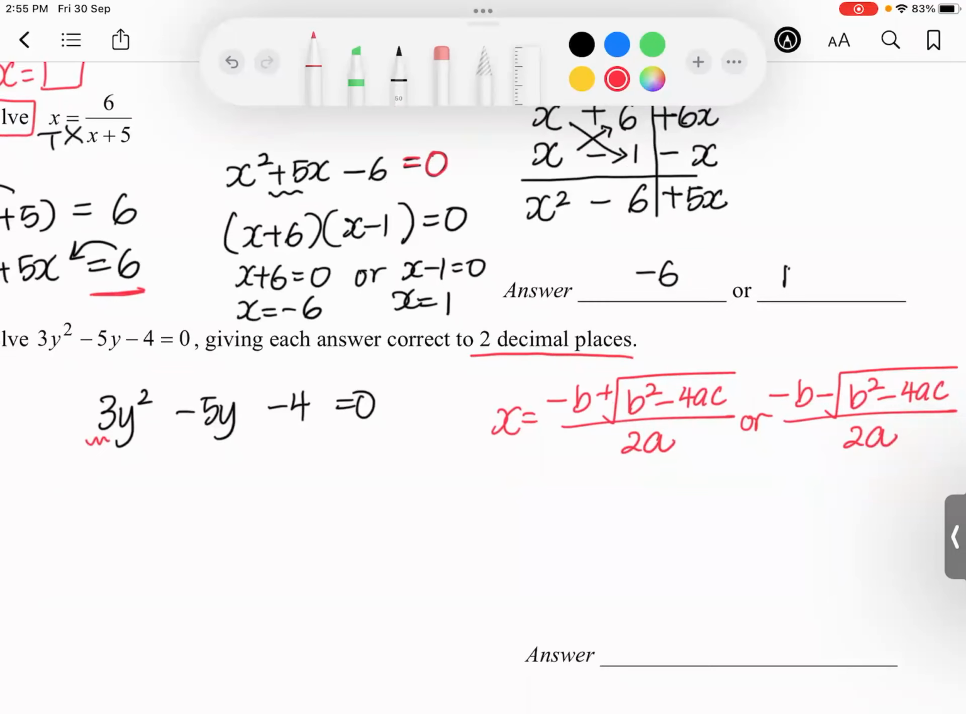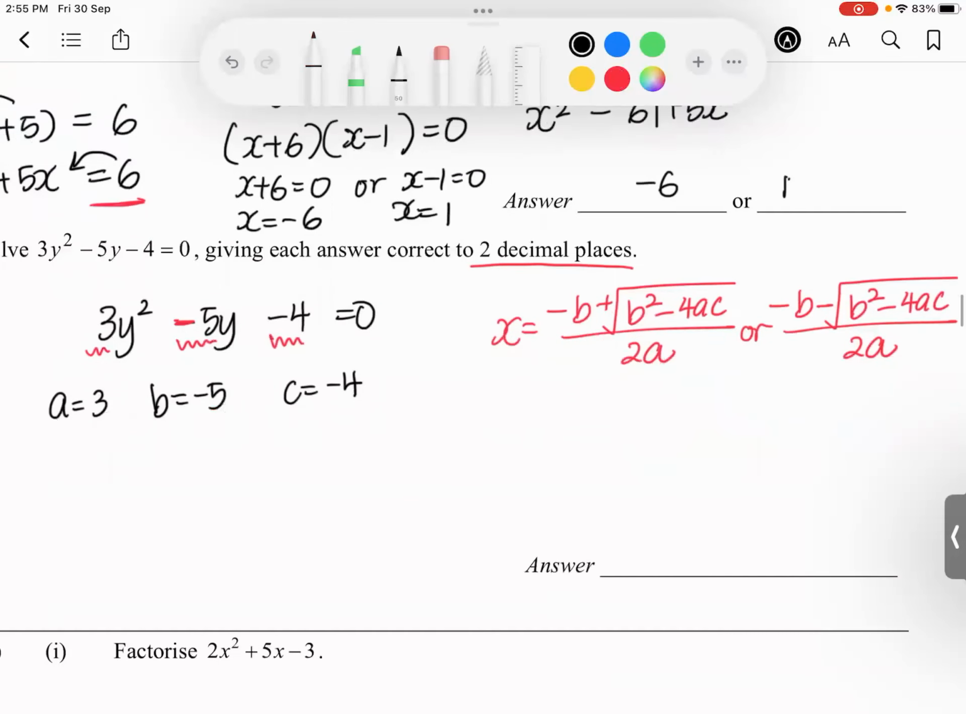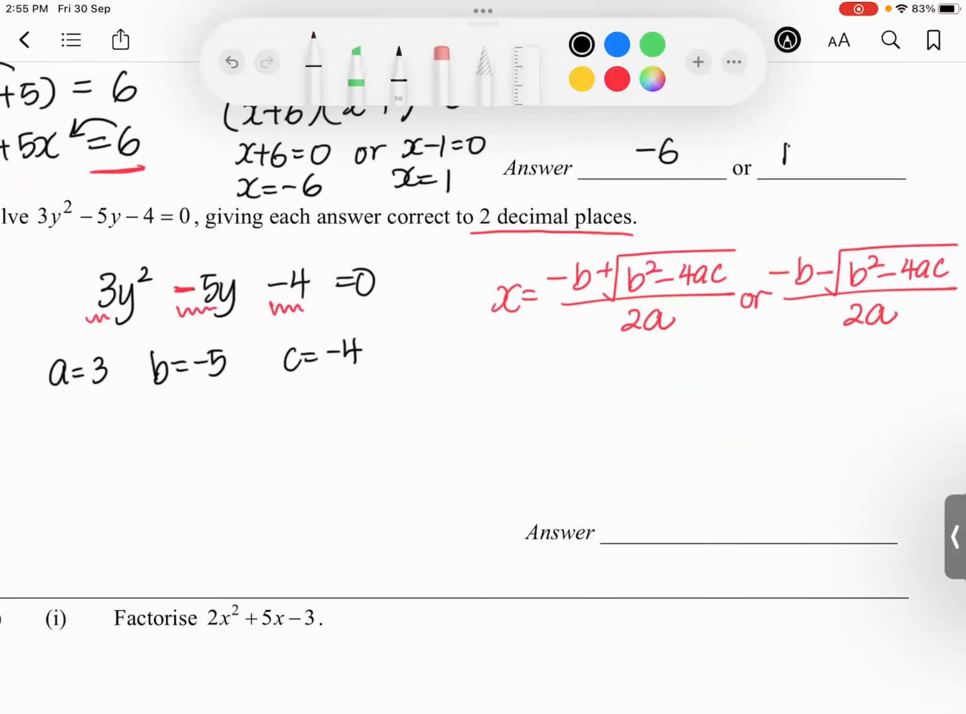Then next one, let us fill up, identify the values. A is equals to 3, B equals to negative 5, C equals to negative 4. Remember the sign. Okay, usually I don't bother to calculate, I will write everything. Not x in this case, the question here is y, not x. So in this case, y equals to negative b.